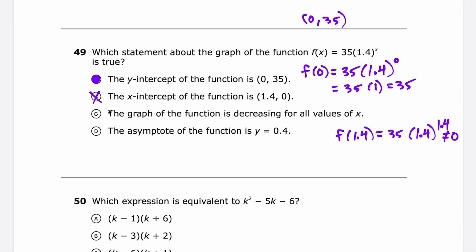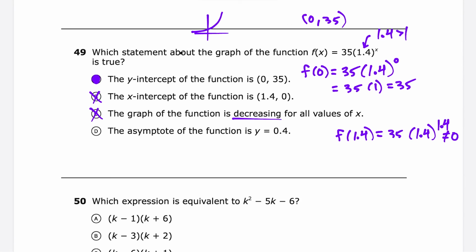And then choice C, the reason why this is no good, it says the graph of the function is decreasing for all values of x. But this is an exponential function where the base 1.4 is greater than 1. So anytime you have a base greater than 1 and you raise it to the x, you're dealing with exponential growth. So f of x is going to be in the shape of something like this. It would be increasing for all values of x, not decreasing. So C is out.